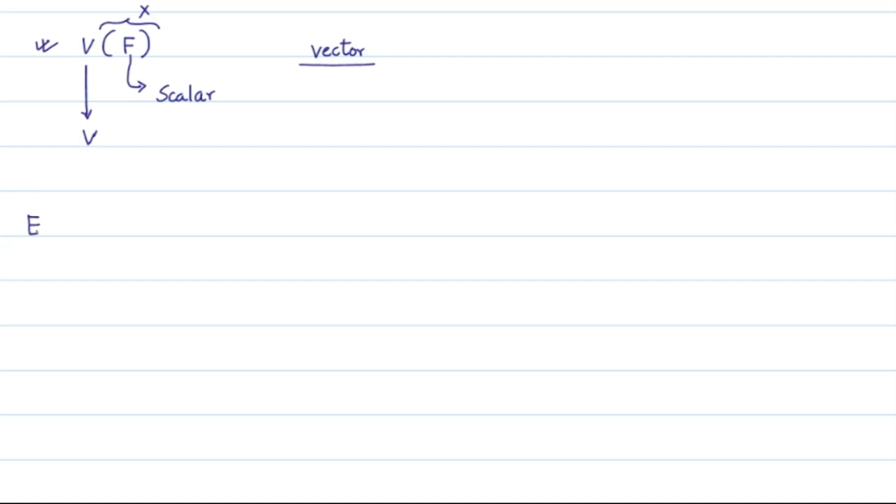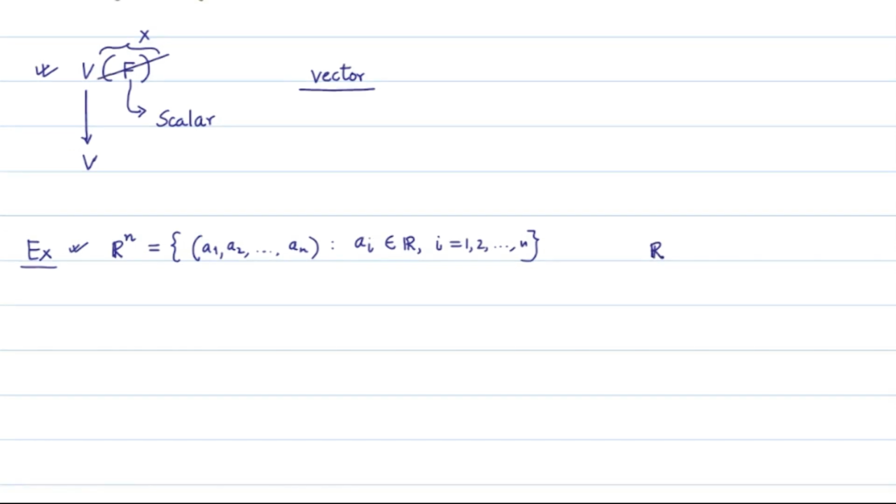The first example is our familiar n-dimensional Euclidean space, which is given by n-tuples where each a_i is a real number. This set of all n-tuples is a vector space over the field, the set of all real numbers, where addition of two elements in R^n is considered component wise, that means in the usual way of adding two n-tuples, and the scalar multiplication with an element in R^n is also considered component wise.